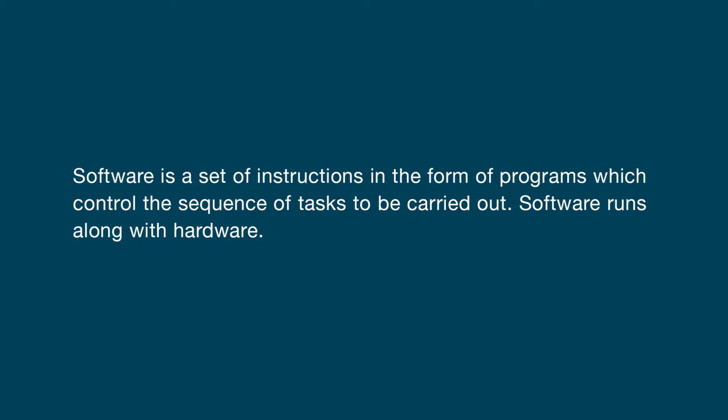Software is a set of instructions in the form of programs which control the sequence of tasks to be carried out. Software runs along with hardware. For example, the software present in computer system helps to interact with the systems and helps to run specific applications like calculator, playing videos, etc.